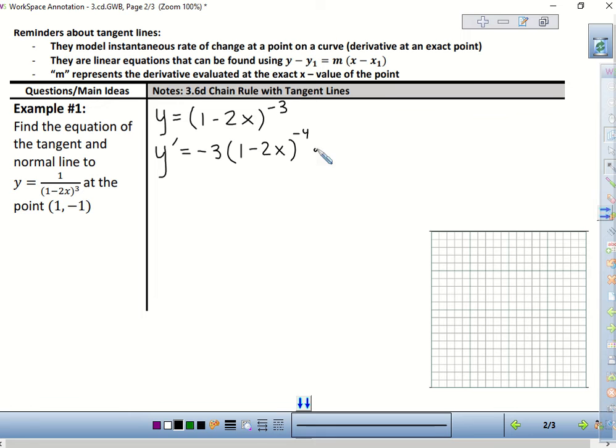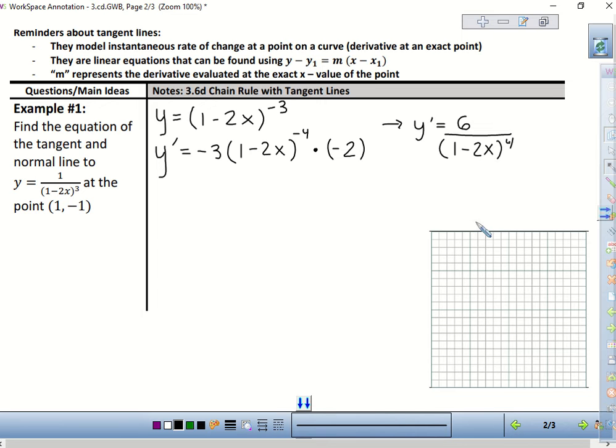And then I multiply this all by what? 2. Not 2, but -2. Good. The derivative of the inside, the constant goes away, the -2x becomes -2. So from here, you should be able to simplify this down to 6 all over 1 minus 2x to the 4th. That's its most simplified form.